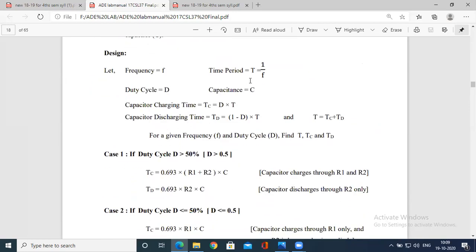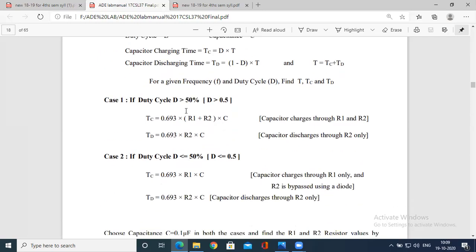Given the frequency f, we can calculate the time period, and given the duty cycle d, whether 70%, 50% or 30%, and a capacitance, you can calculate the charging time and discharging time. Charging time is nothing but the duty cycle multiplied by the time period. So these are all the standard formulas to go ahead with the calculation of the resistors. Let me consider case 1.